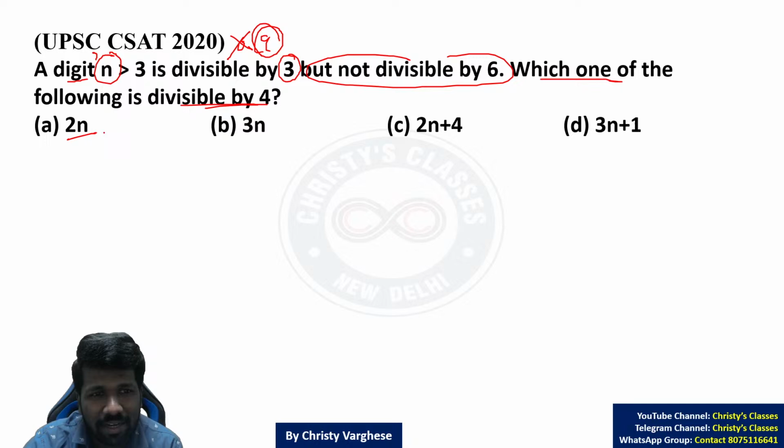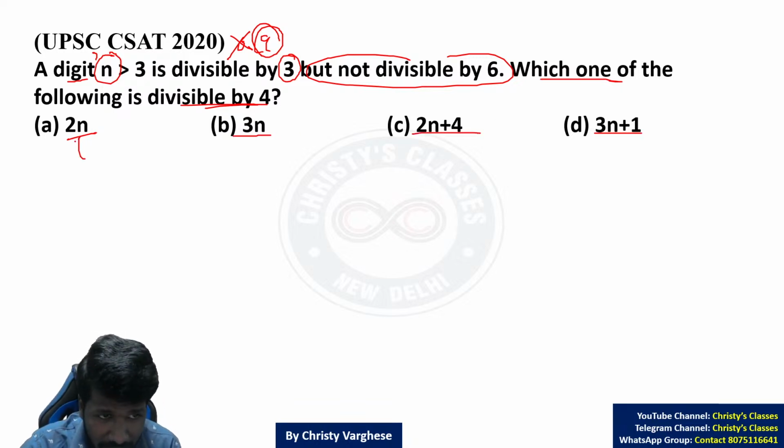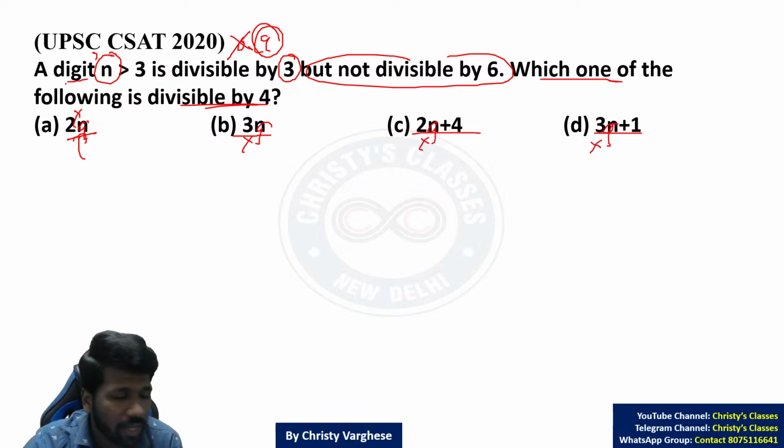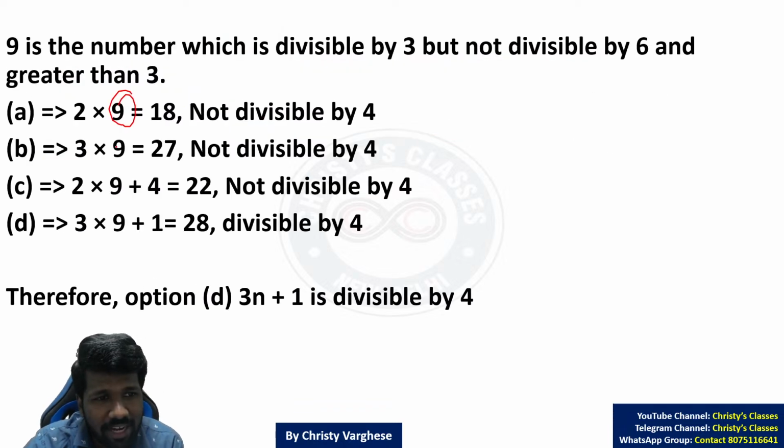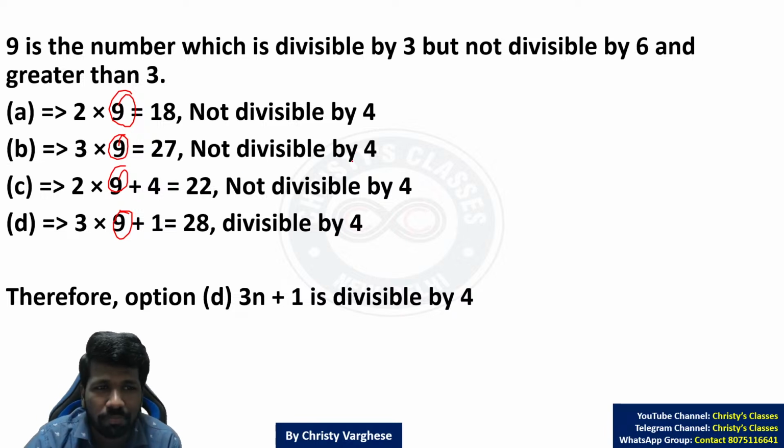No need to analyze it directly. Elimination is better. Put n equal to 9 in each option: 2 into 9, 3 into 9, 2 into 9 plus 4, 3 into 9 plus 1. Because we understood n is 9. Understanding that n is 9 is the only challenge in this question. The rest is so simple.